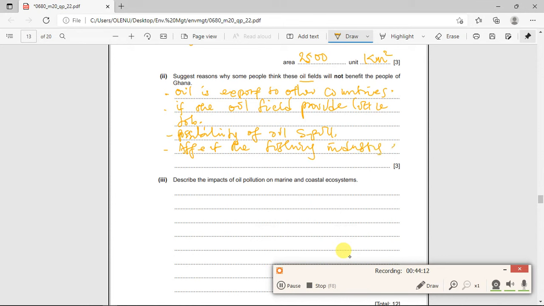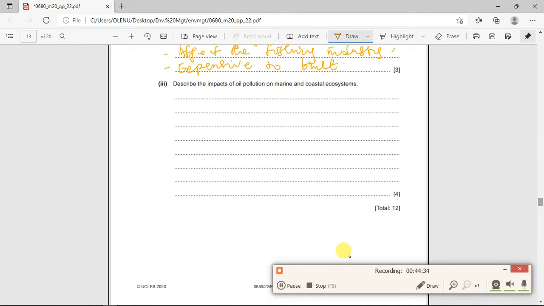In Ghana. Now, I think that should be the major. Another thing it might be that it is expensive to build. So that is why the people feel it will not be beneficial.